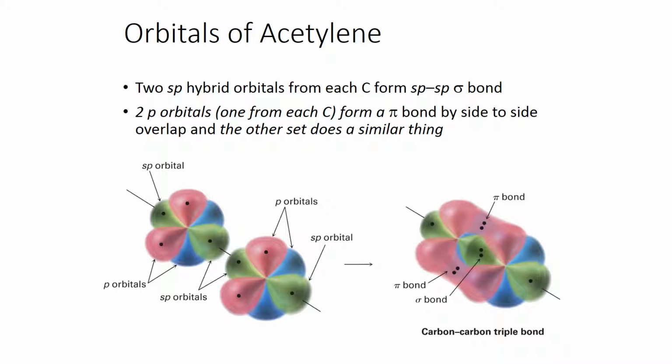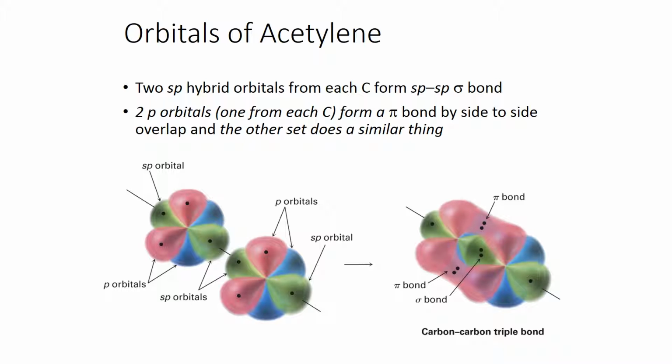When they overlap, the picture here is really hard to follow. But here is one carbon atom. Look right here. What do we see? One p orbital, another p orbital. Here is an sp hybrid, and here is an sp hybrid. Now what we're going to do is push them together.